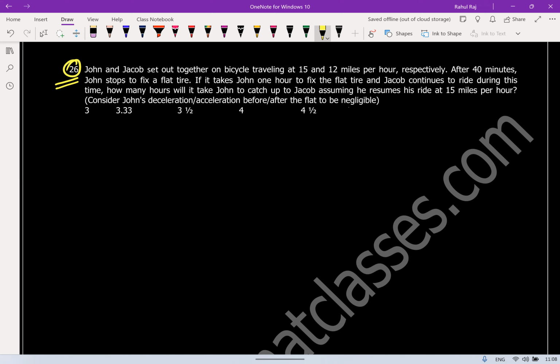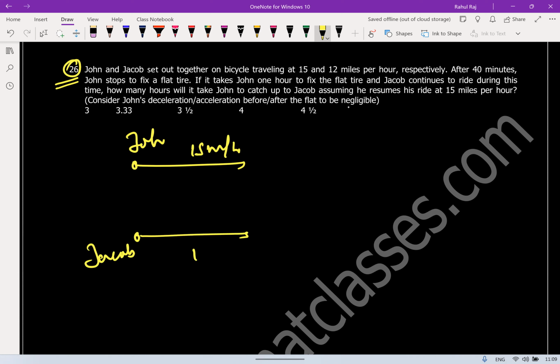So what's the question over here? John and Jacob set out together on a bicycle traveling at 15 miles and 12 miles per hour. So this is John, who's traveling at 15 miles per hour, and this is Jacob, who's traveling at 12 miles per hour. After 40 minutes, John stops to fix a flat tire.